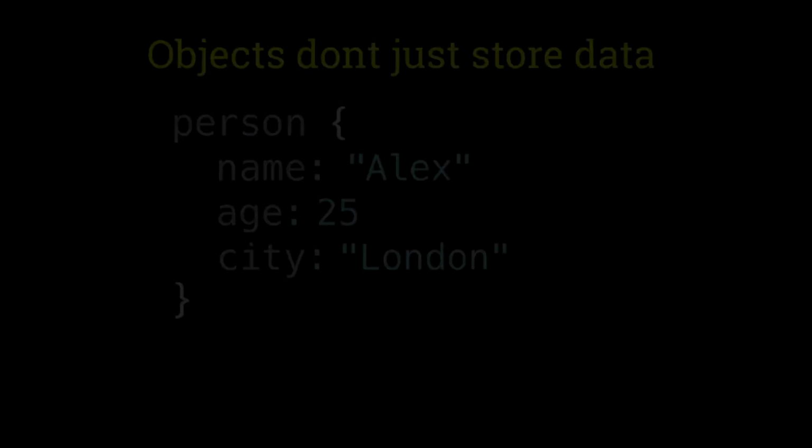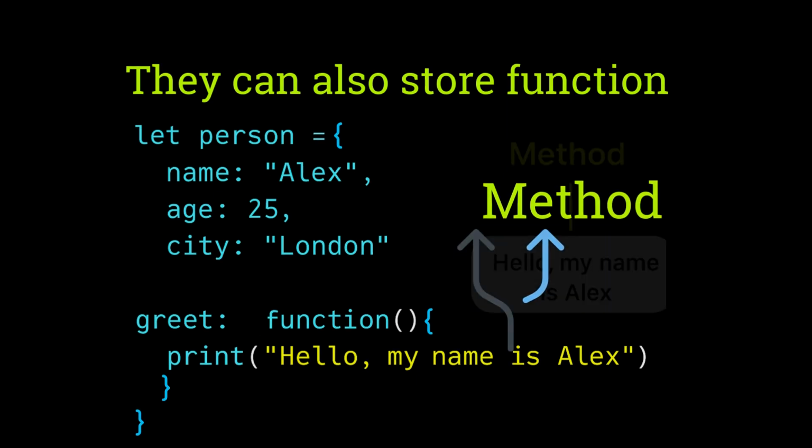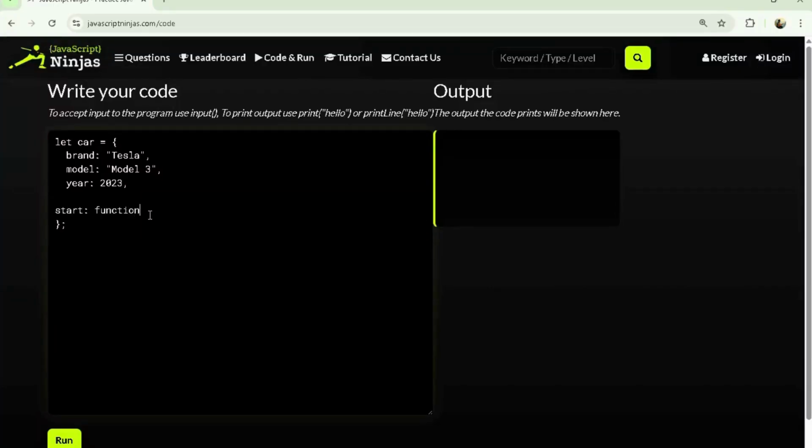Objects don't just store data, they can also store functions. When a function is inside an object, we call it a method. Let's add one method to our car object. Now our car not only has details, but it can also perform an action when we call its method.